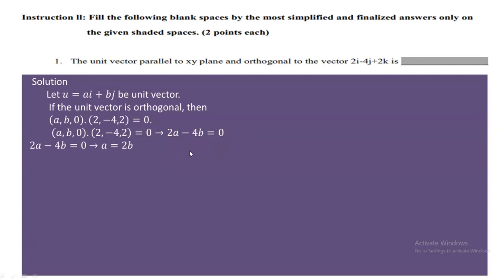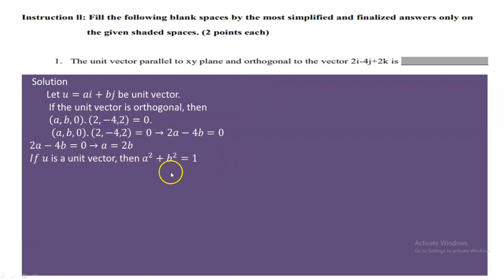And from this, students, a comes to be 2b, because by shifting this one to the right and dividing the whole by 2, you will obtain a equals 2b. So from this you have this information, and additional information is also noted here because this is a unit vector. So what you need to do is the sum of the squares of these components must make 1, because it has been told that this is a unit vector.